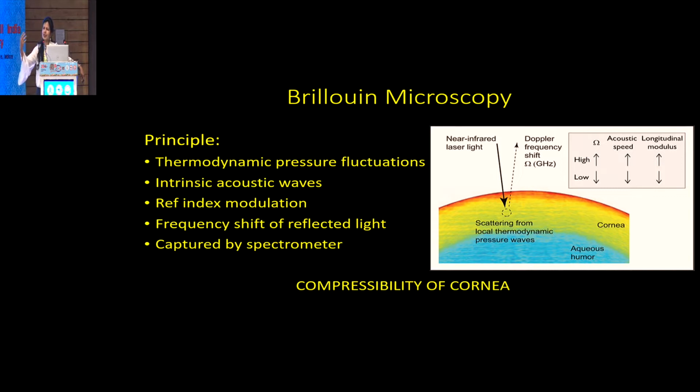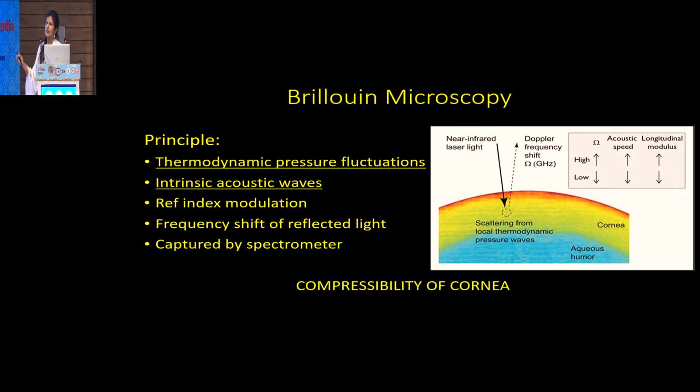Each molecule in the cornea has intrinsic thermodynamic changes happening, which are transferred into acoustic modulations, basically. And it is these acoustic modulations that change the frequency of light that hits the cornea. So you have the near infrared laser light from the Brillouin microscope coming down, and these acoustic waves modulate the light and bring about a frequency shift, which is detected by the Brillouin spectrometer. This frequency shift is comparable to the longitudinal modulus of the cornea, which is different from Young's modulus.